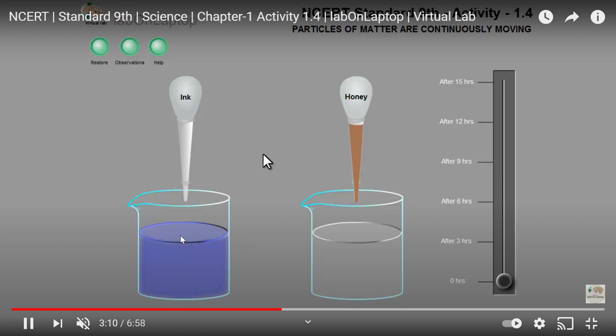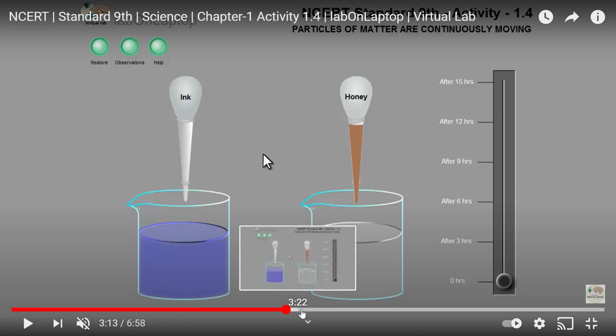This shows that particles of ink are moving and they are trying to settle down in the space present between the particles of water. Because they are constantly in motion, they are trying to find a way to settle down in between the space provided by the particles of water. So this is what happens in the case of ink.